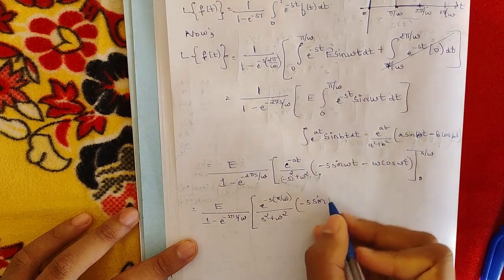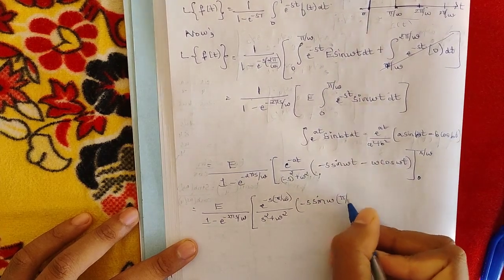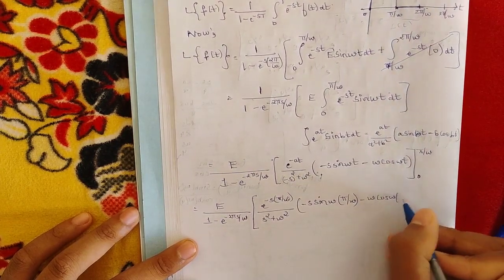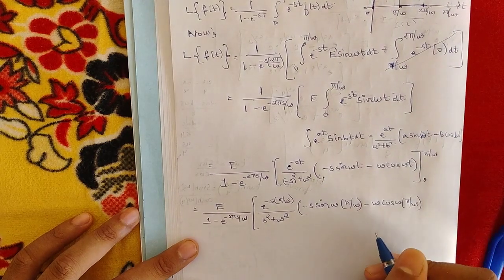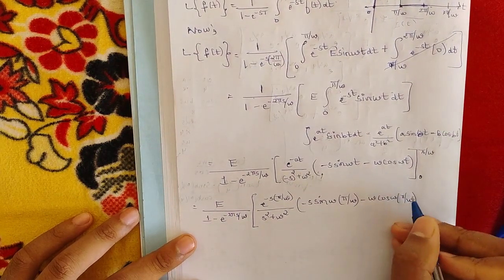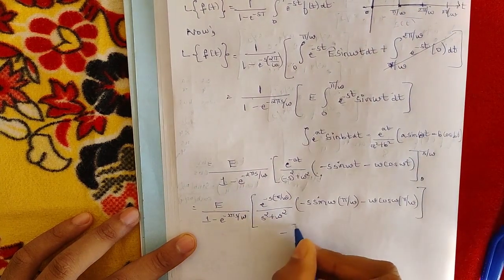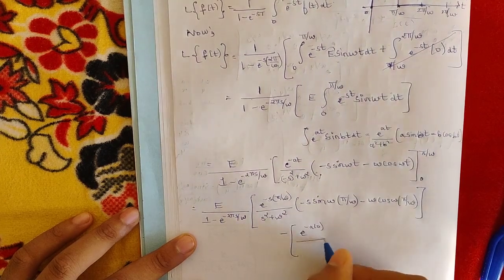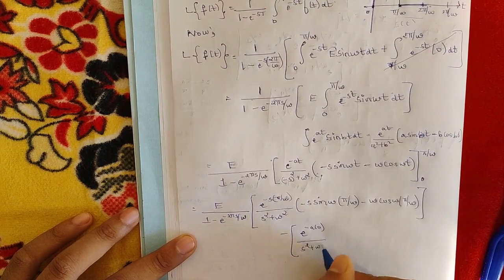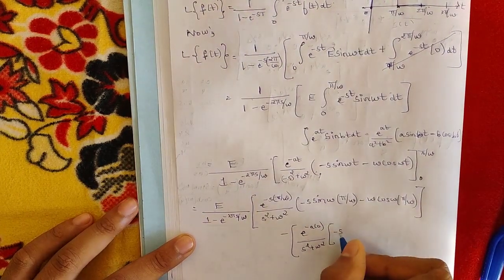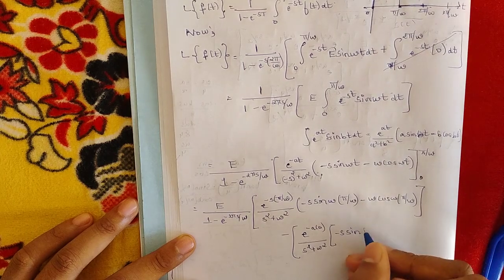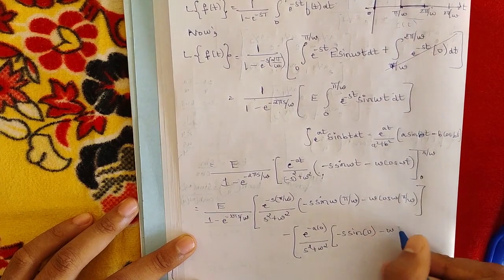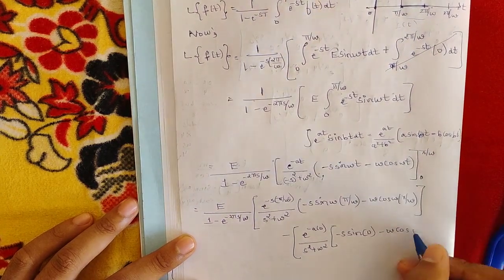sin omega into pi by omega minus omega cos omega into pi by omega. Okay, so this is the upper limit minus the lower limit, that is again 0, e to the power minus s into 0 divided by s square plus omega square into minus s sin omega into 0, that is 0 itself, minus omega cos omega into 0, that is 0 itself.